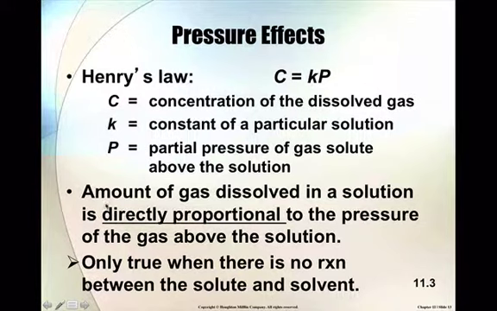And we can calculate that and see that effect using what's called Henry's law. And here's Henry's law right here, C equals Kp. C is the concentration of the dissolved gas, and the concentration will come out in molarity. K is a constant of that particular solution. It'll be given to you, or else they'll ask you to find it, but usually it's provided for you or it's in a table. P is the partial pressure of the gas solute above the solution. So P is the pressure above the solution, and as P goes up, so does the concentration of the dissolved gas. So they're directly proportional, and that's what it's saying right here.